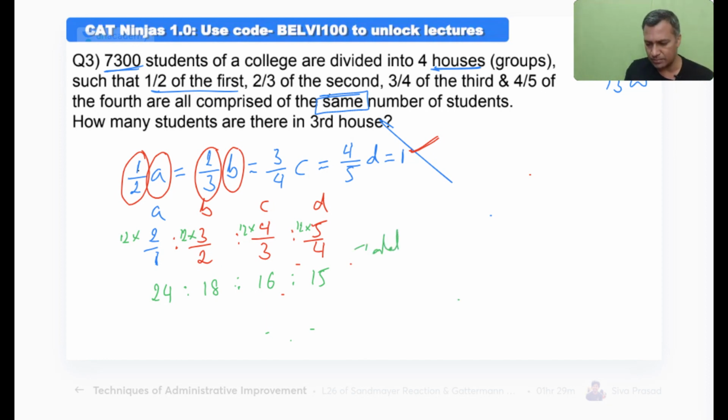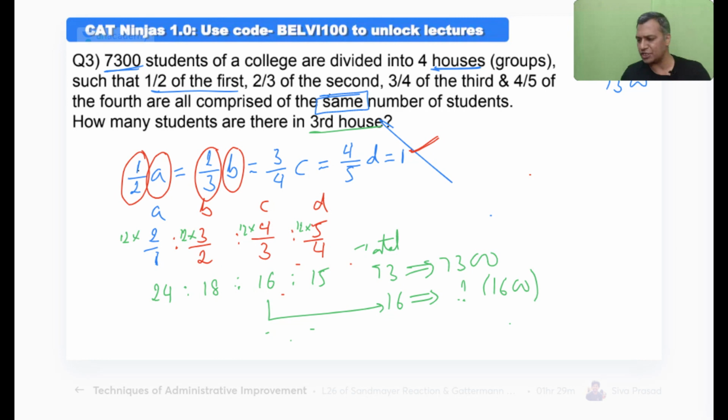Let's add up these numbers. The total of these particular numbers is 73. And hence you are saying that 73 corresponds to 7,300 students. The third house, how many people are there in the third house? 16 parts are there. Therefore, 16 corresponds to how much? It is more a mental math. Therefore, it is nothing but 1,600 students.